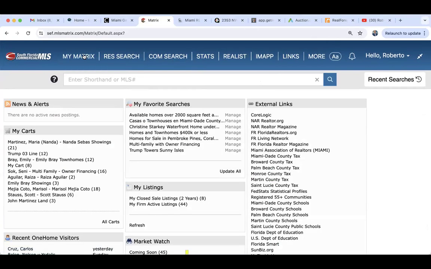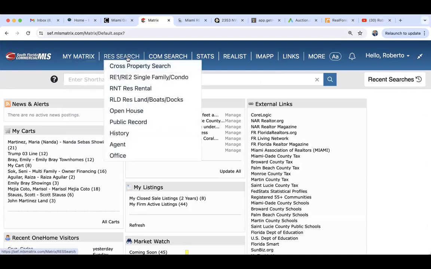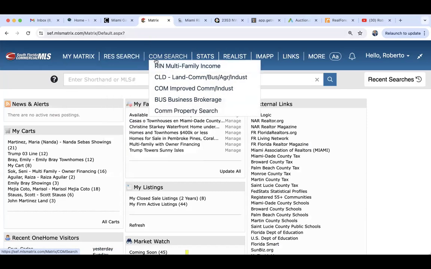Now, if you have an investor looking for multifamily, there are several types of multifamily properties. There's those that are considered residential multifamily, and there are those that are considered commercial multifamily. The residential multifamily is your RIN, your multifamily income, residential multifamily income. That's your duplex, triplex, and fourplex. And then your 5 units or more are going to be considered commercial multifamily inside of the commercial search.